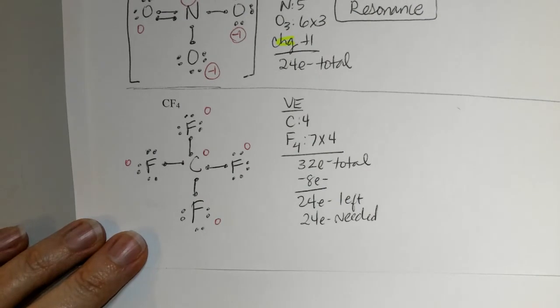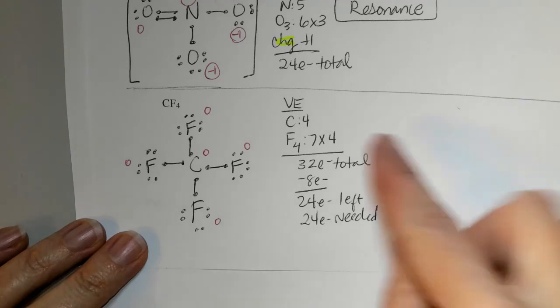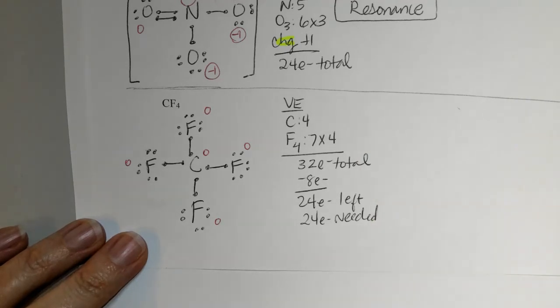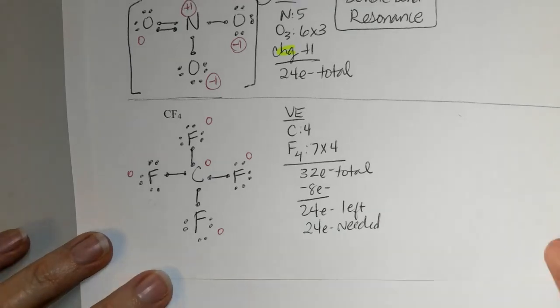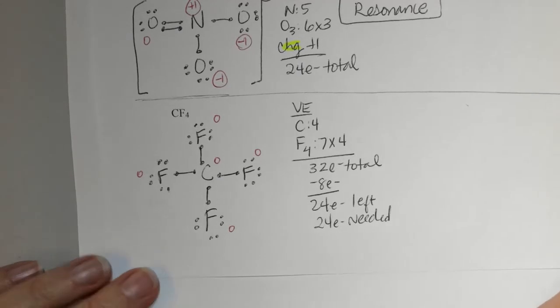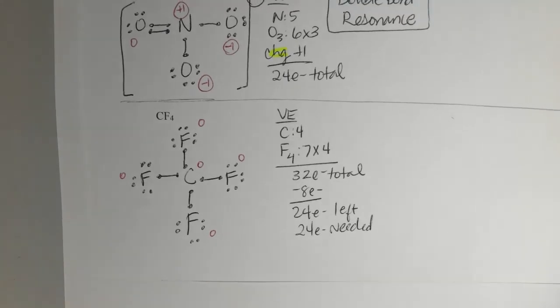Octet rule is satisfied for everything. Again, nothing here could expand the octet anyway. No double bonds or triple bonds. So nothing special in terms of exceptions to any of the rules that we remember from intro. So that is the final structure for carbon tetrafluoride.